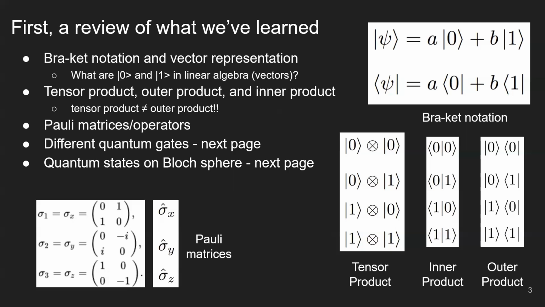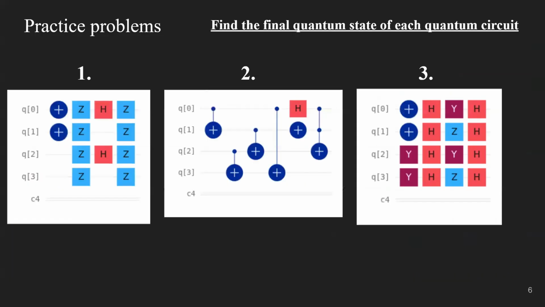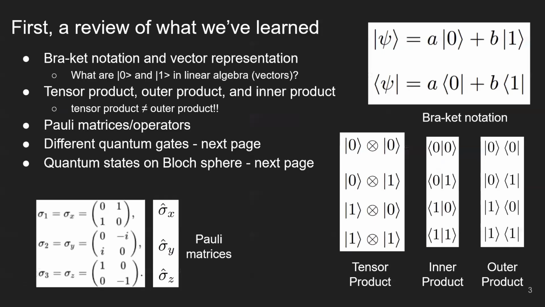So Bra-Ket notation and vector representation. The zero ket is represented as a vector in linear algebra with 1, 0. And then the 1 ket is 0, 1, right? And you can use linear algebra. You can also use purely Bra-Ket notation to solve these problems. I'll just flash it. So these are the problems. These are quantum circuits. So now we have tensor product. No, I'm not going to get into that. So let's just start with that.